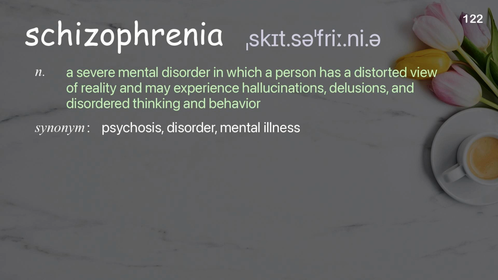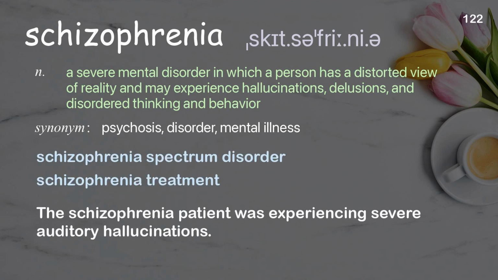Schizophrenia: a severe mental disorder in which a person has a distorted view of reality and may experience hallucinations, delusions, and disordered thinking and behavior. Examples: Schizophrenia spectrum disorder, schizophrenia treatment. The schizophrenia patient was experiencing severe auditory hallucinations.